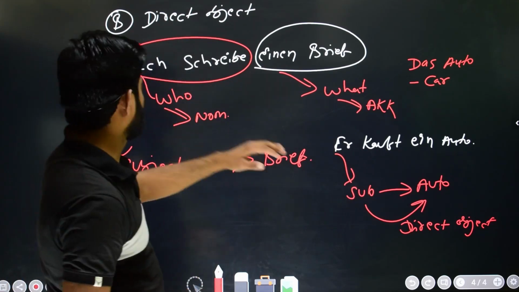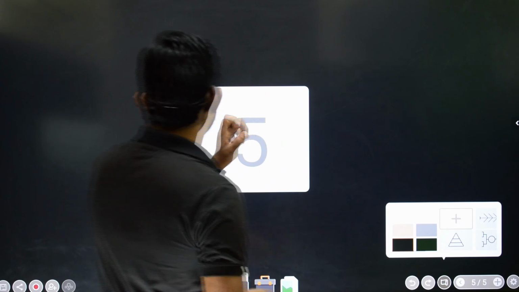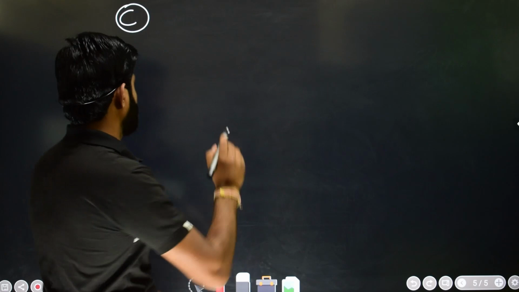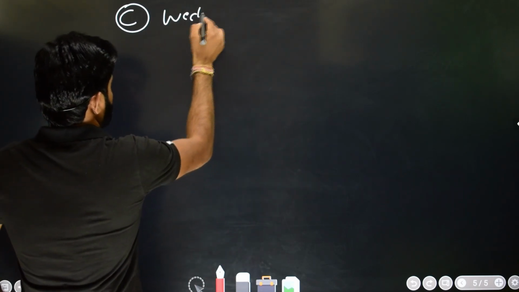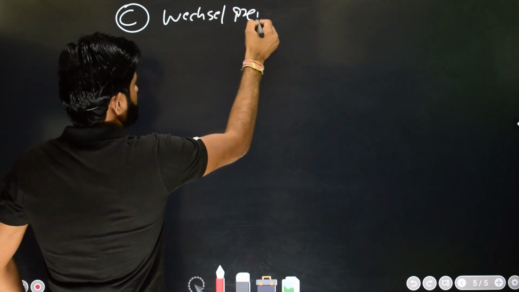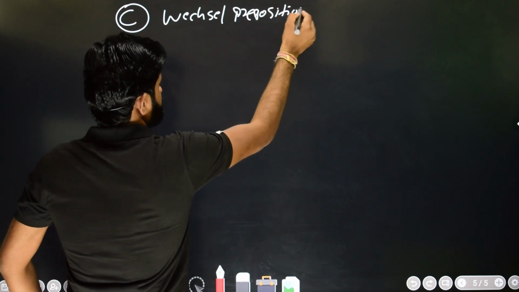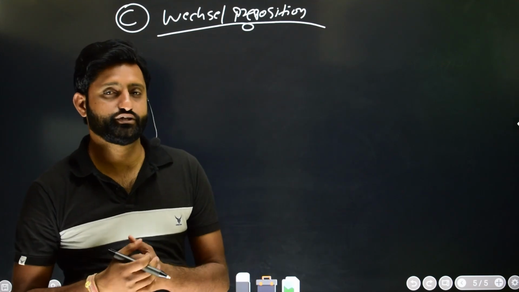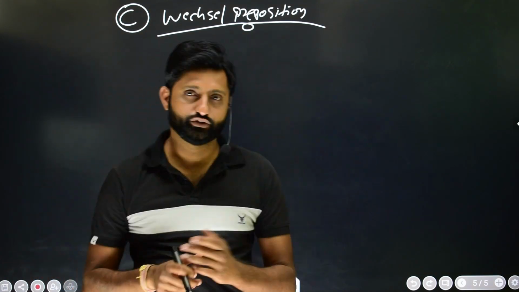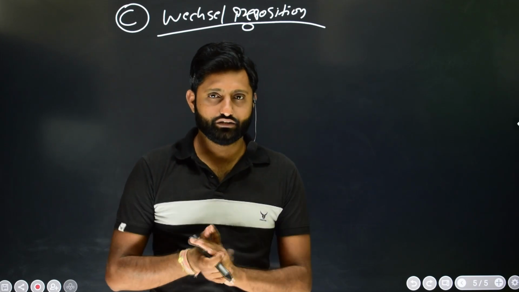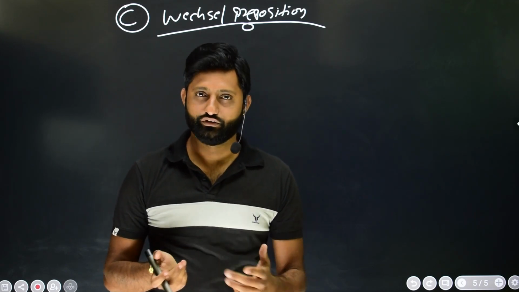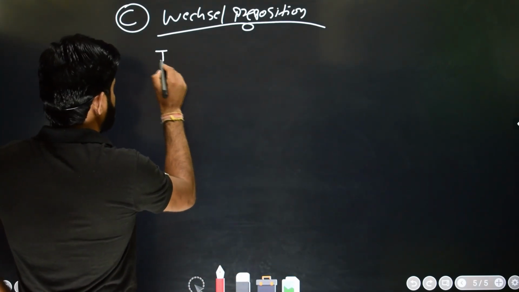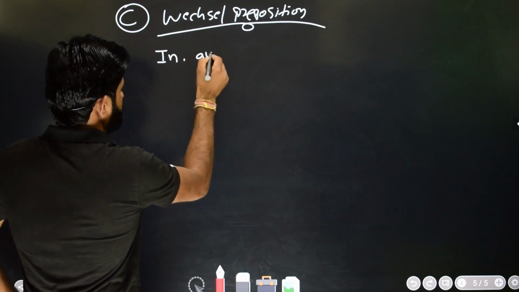Okay. Now coming to the third way to identify the accusative part. Okay. So the third way to identify the accusative is Wechsel prepositions. What are the Wechsel prepositions? Wechsel prepositions are actually the changing prepositions. We can call them the two-way prepositions as well. These prepositions can be used in accusative, and they can be used in dative. So there are Wechsel prepositions like in, unter, hinter. Okay, so we are going to take a couple of examples like in and auf.